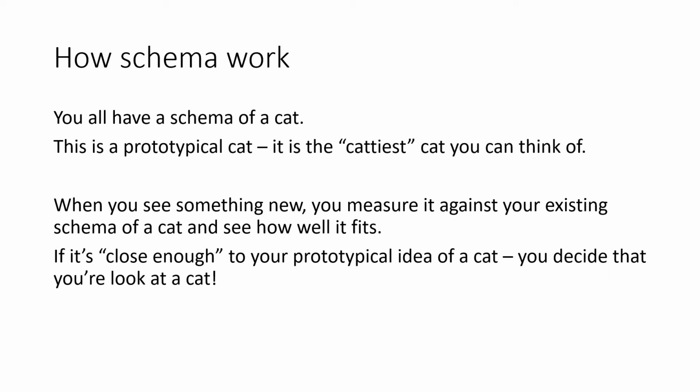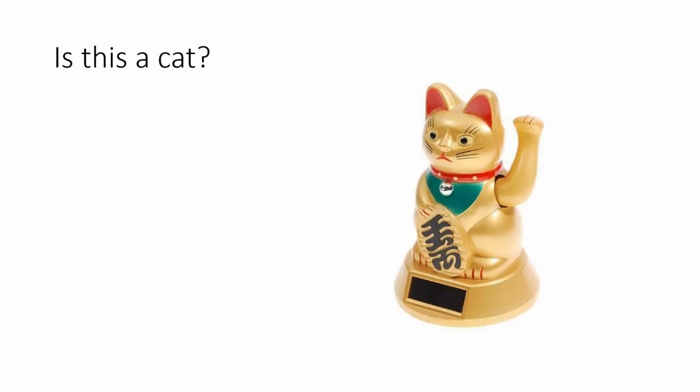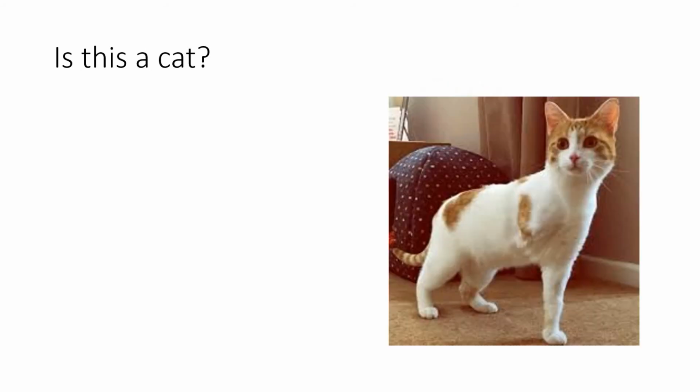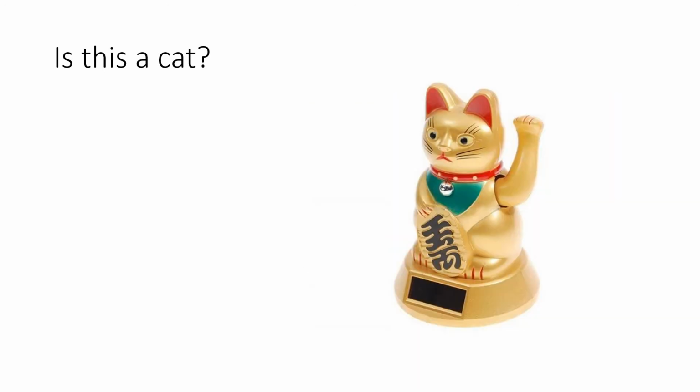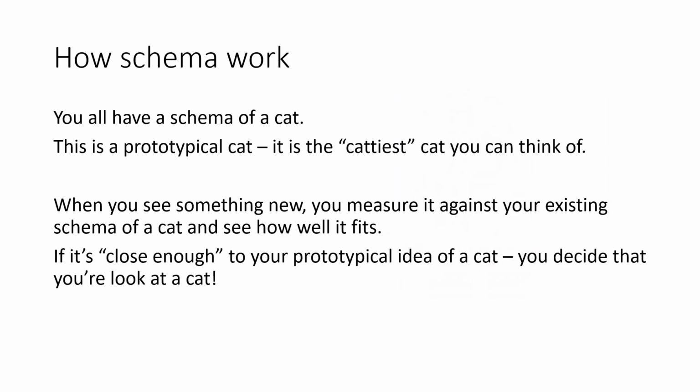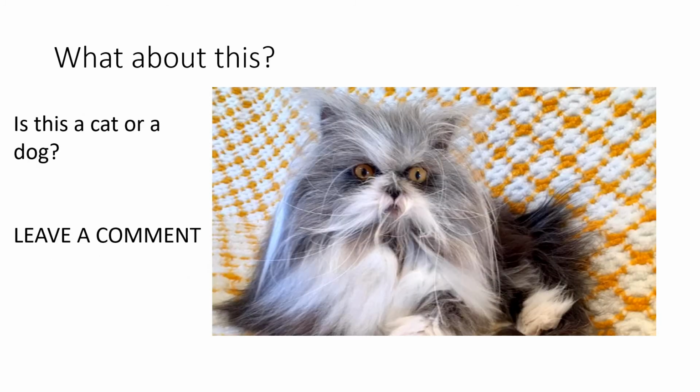So that's an example of where our schema can help us. Otherwise, we would need to have a completely separate idea and category of what each of these things were. We wouldn't be able to label them as cats, which would of course be ridiculous. However, it doesn't always work out so well.